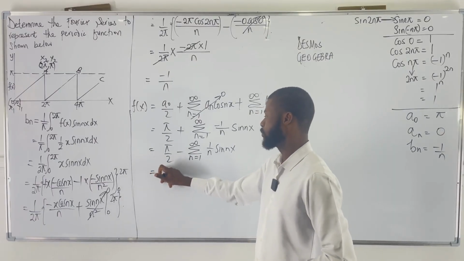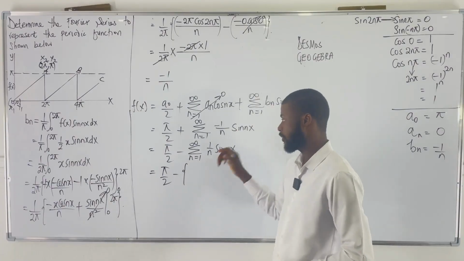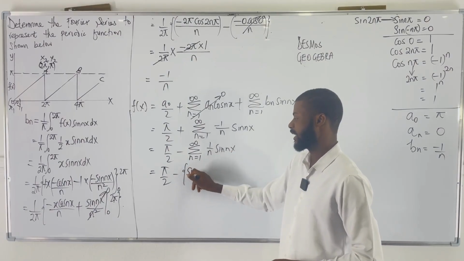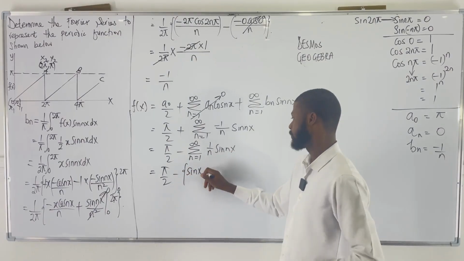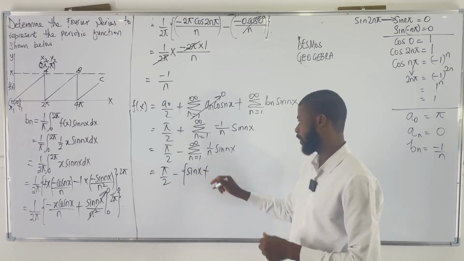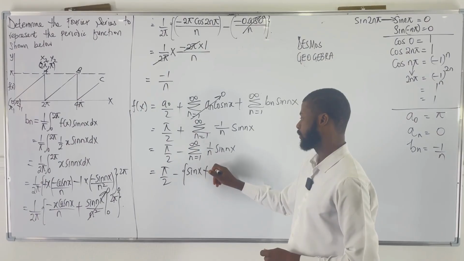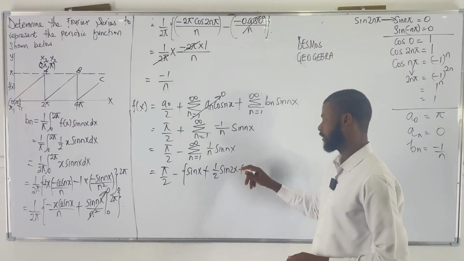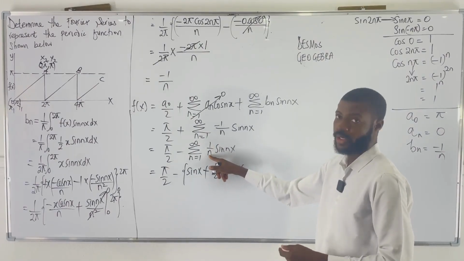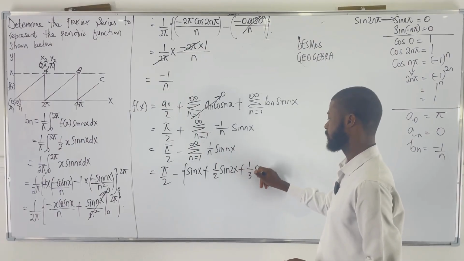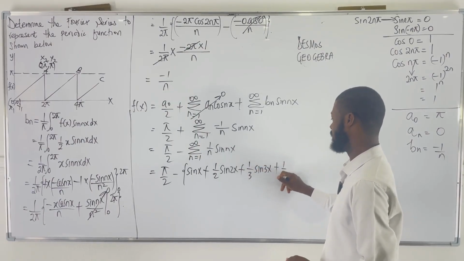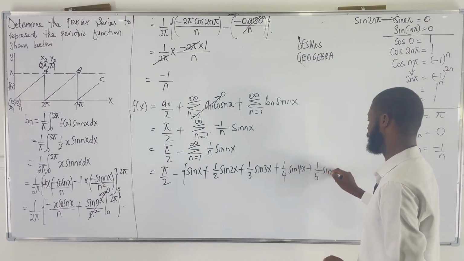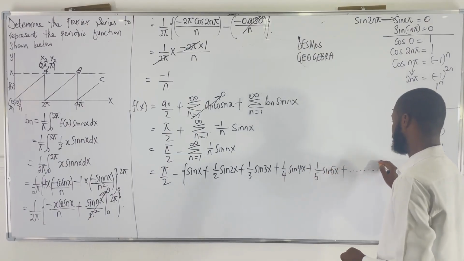So this is pi over 2 minus, now let's start. When n is equal to 1, this will be 1 over 1 sine 1x. You could just say this is sine x, because 1x is the same thing as x. Then plus, it's a sum. The next one, n will be 2, so this will be 1 over 2 sine 2x. The next one will be 3, so this will be 1 over 3 sine 3x. Anywhere you see n, that's where you put the number. The next one is 4, 1 over 4 sine 4x. Next one is 5, 1 over 5 sine 5x. Just keep adding it like that.